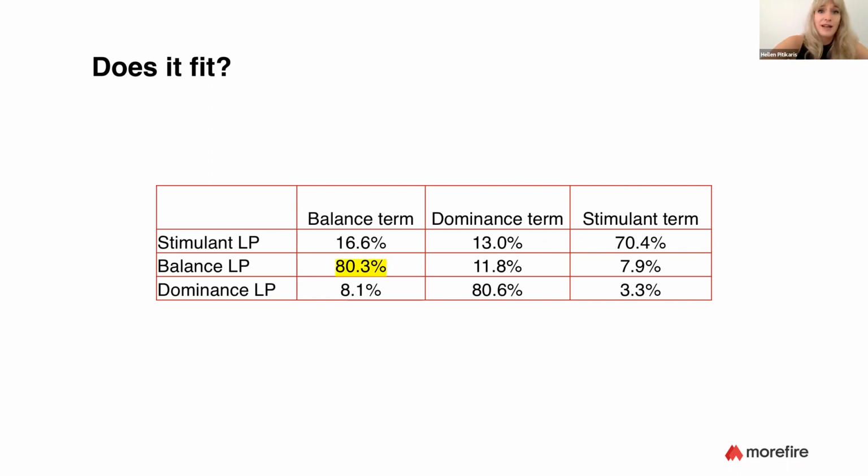As you can see here for the balance landing page, 80.3% of all expressed emotion terms, like adjectives, comparisons, and stuff like that, appear either directly or synonymously in the limbic map in the balance area. Then even a little more for the dominance landing page. Here, 80.6% of all expressed emotion terms appear in the Limbic Map's dominance area. And for stimulant, it was a little less, but still 70.4% of all terms used are terms from the stimulant area of the Limbic Map. So it seems to work out quite well.